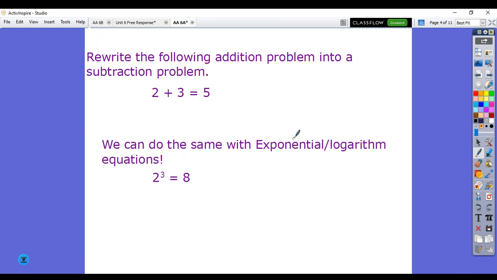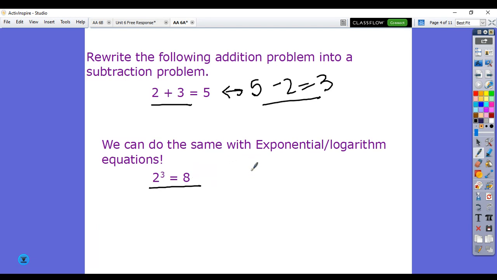Okay, so one of the things we're going to talk about is rewriting. Think way back to grade school. Sometimes you may have had to rewrite an addition problem using subtraction. So we could say 5 minus 2 equals 3, where these are both using the same sets of numbers. This is the addition statement. This is the subtraction statement. Well, you're used to exponential functions. 2 to the third equals 8.